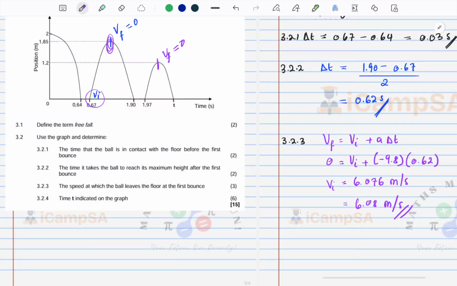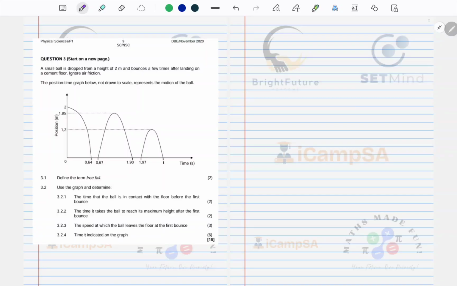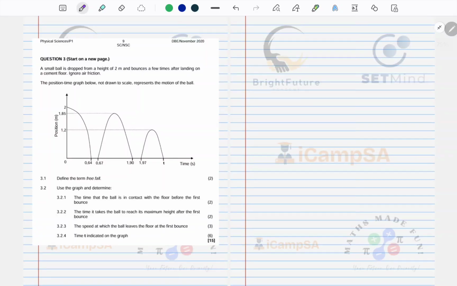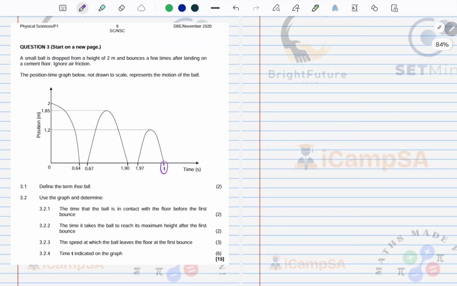Right. And then let's see the last one. Determine time t indicated on the graph. So time t, this is time t. Now we need to then know or try to get to time t. What is time t? So there are things to note here: at time t, what is the height? The height is 1.2 meters.